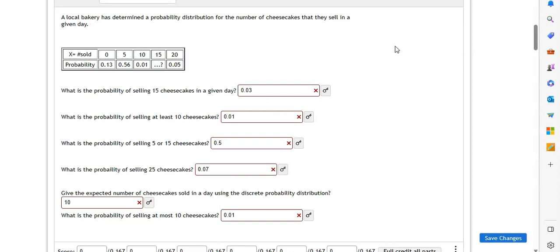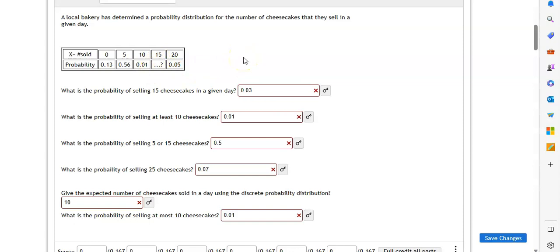But first, one of the things we need to do, and really the first question is asking us for it, is to find out what this missing probability is right here. Now, whenever we have a discrete probability distribution, or really any probability distribution, all of the probabilities should add up to 1. So what we need to do is add up everything that we have and subtract it from 1, and what's left over will be the probability for this right here.